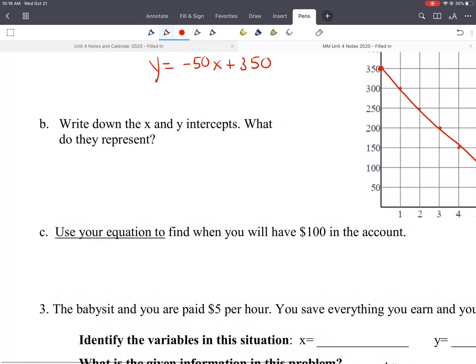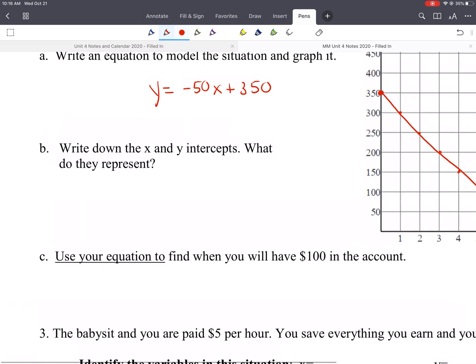So we'll just verify. It says write down the x and y intercepts, and what do they represent? Well, we already have the y-intercept. That was 350, and that would represent the initial amount of money he has. Initial money he has is $350.